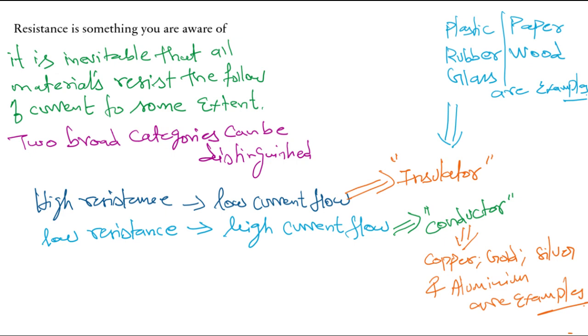Those insulating materials have high resistance value because the flow of current is very low. In addition, conductors such as copper, gold, silver, and aluminum are examples. Those conductor materials have low resistance value because the current flow is high.